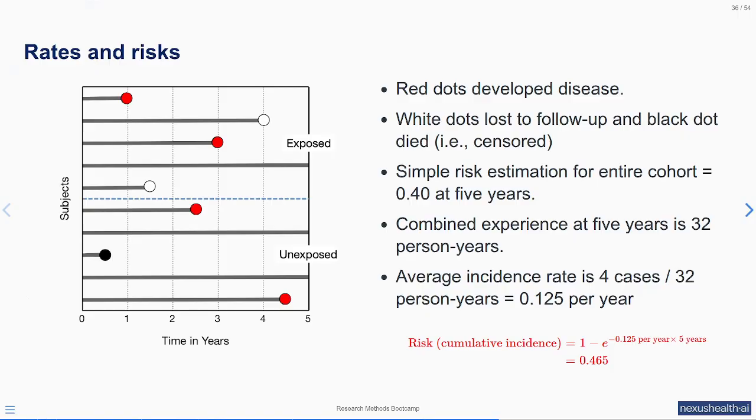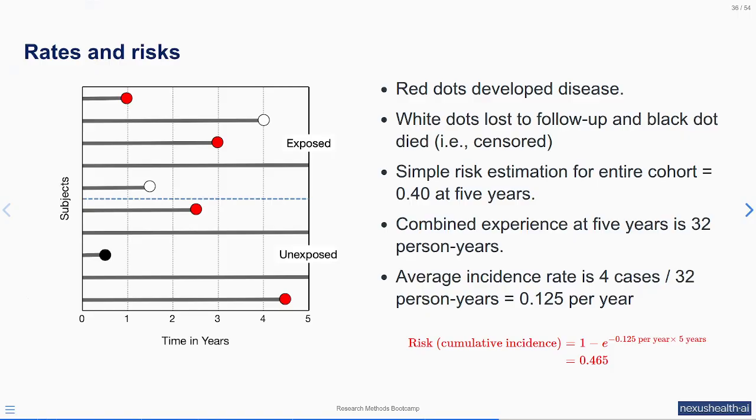And the total number of people that we looked at was 10. So 4 over 10 gives us 0.4 at 5 years, isn't it? But what about if we look at the time experience of all these people? So if you were to tally the total number of time spent in the study, it comes to 32 person years. How did we get that?